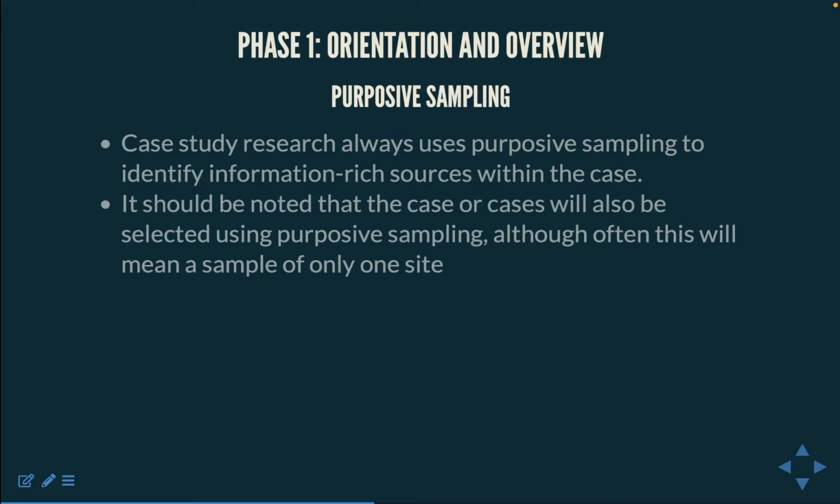In any bounded system, there are key informants who will have a great deal of knowledge about the case as a whole and what goes on at the variety of levels within the case. These key informants may include the gatekeepers who were responsible for allowing you access to the site, but they will not be the only key informants within the case.